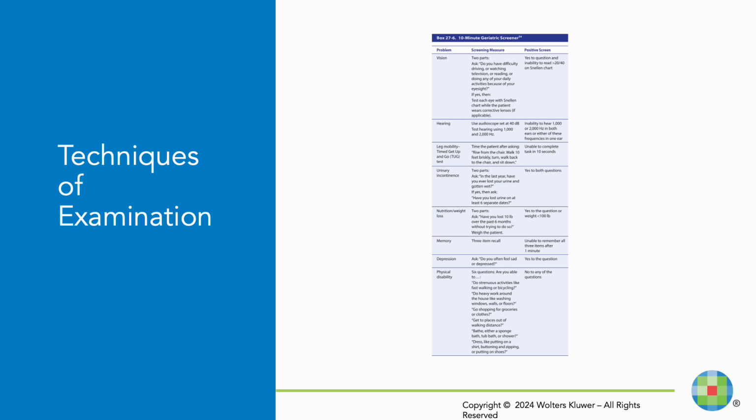3-item recall. Ask them to remember a couple things and then assess it a minute later. Ask them about depression. Do you feel sad? For assessing physical ability or disability, ask them about strenuous activities, heavy work around the house.